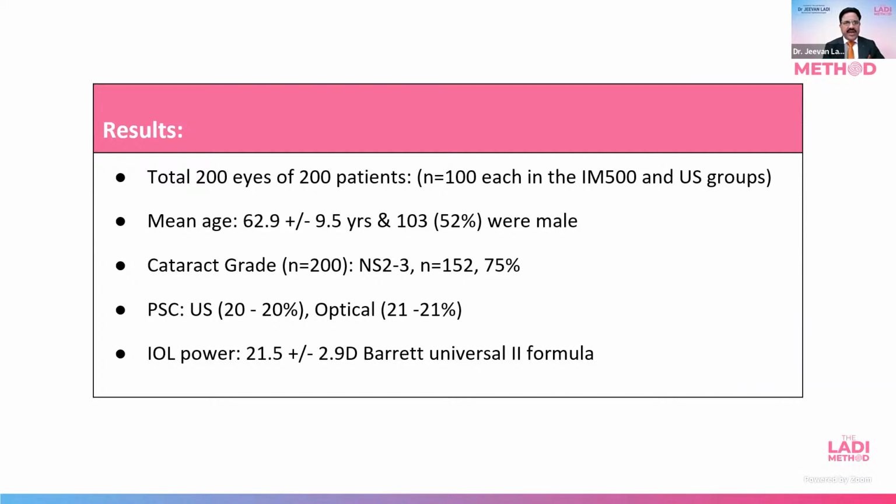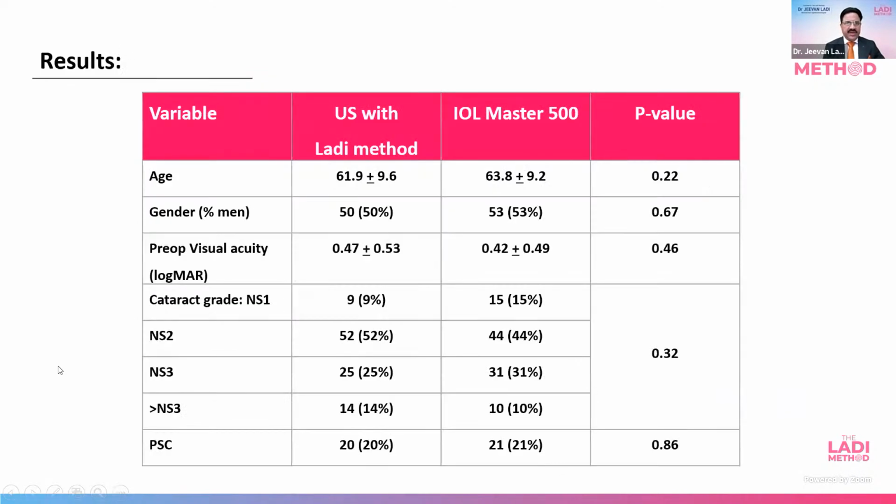Results: total 200 eyes of 200 patients, 100 each in the IOL Master group and the ultrasound group. Mean age was 62.9. Cataract grade more than 2 to 3 were almost 75%. Posterior subcapsular cataract in both the groups was 20 and 21%. And average IOL power was 21.5. We can see them shortly in this table.